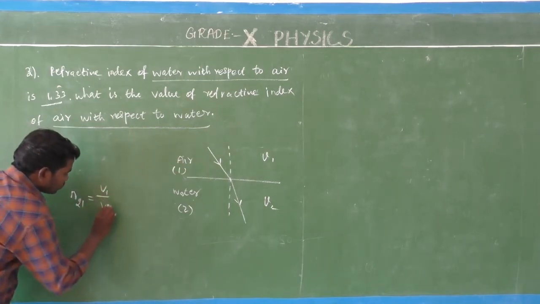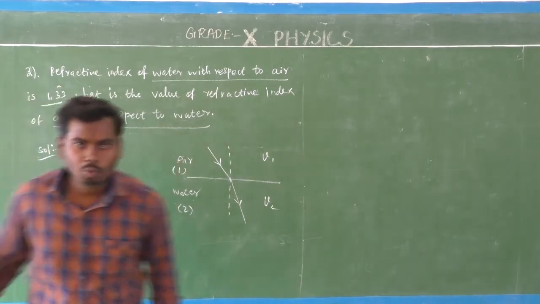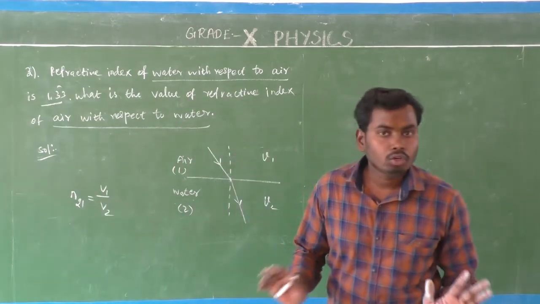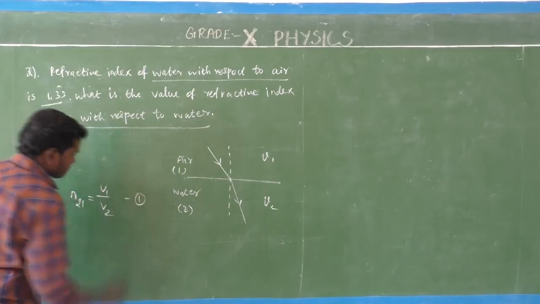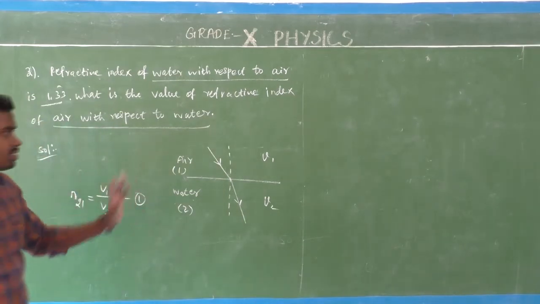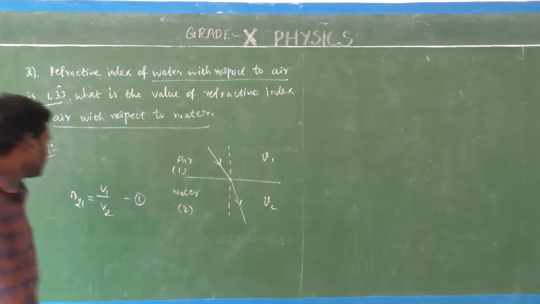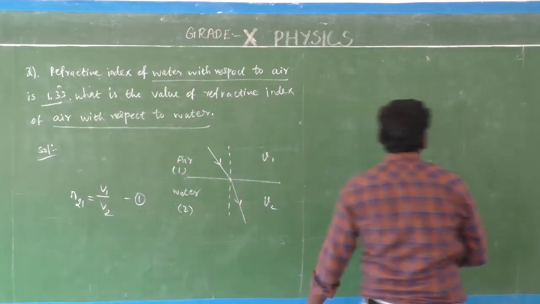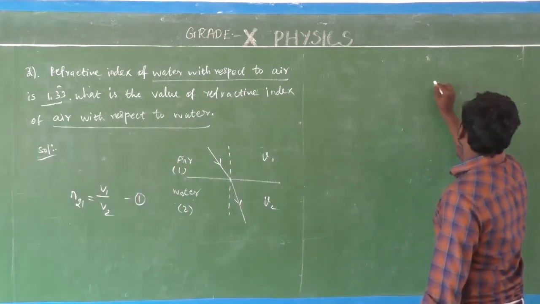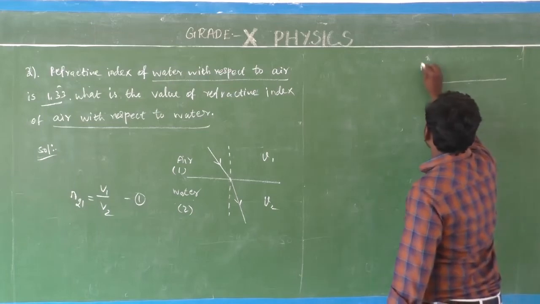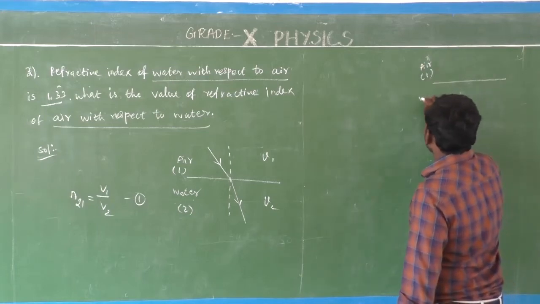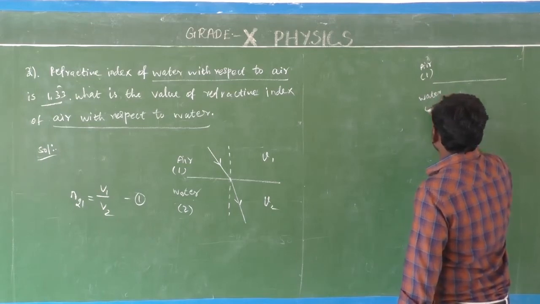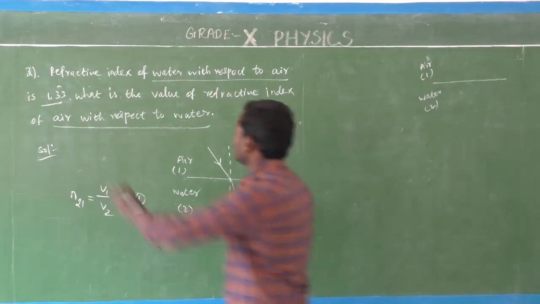v1 divided by v2. Am I right? Consider this first equation. Now come to here. Consider again the same medium. This is air medium, medium number 1. This is water medium, medium number 2. Listen here, what is the question?